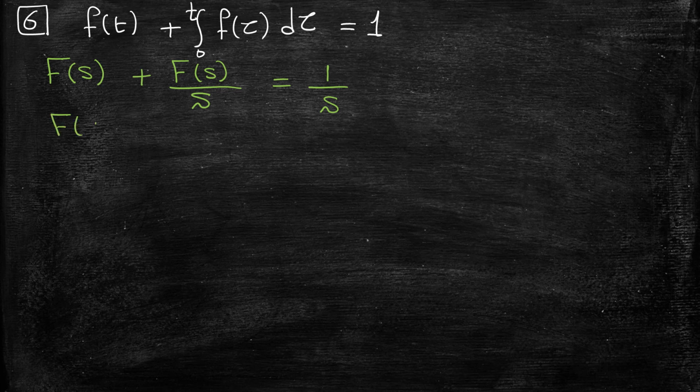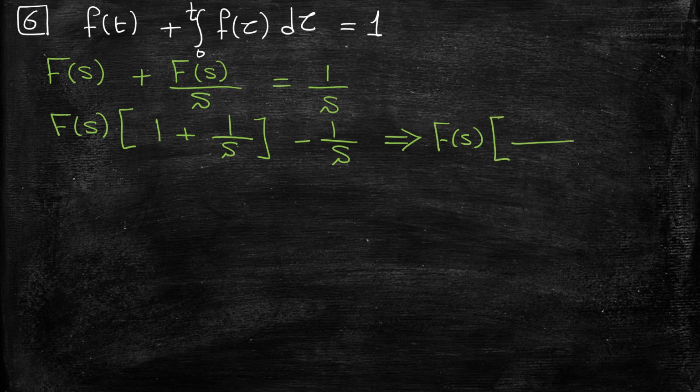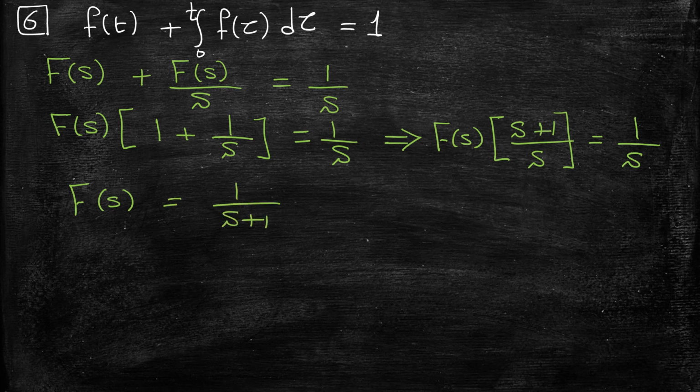So taking this f of s common, we end up with 1 plus 1 over s equal 1 over s. And then for simplification, make this a common denominator. So this will be s plus 1, and here 1 over s. So f of s at the end will be 1 over s plus 1. This s and this s, both denominators cancel each other. So it means this f of t right now will be e power minus t.